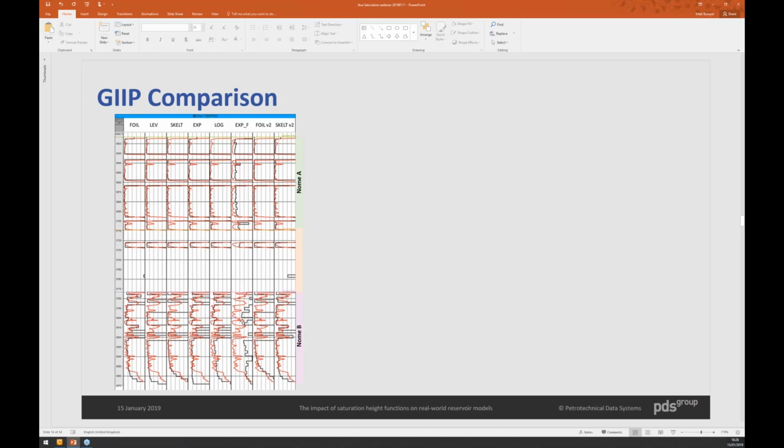The fixed exponential as well, that's way off. But actually probably the best fit that we've got there is that FOIL function version 2, where I've in particular through the lower part of the transition zone, actually managed to force the fit of that curve. So I'm beginning to build up a bit of a picture as to which method I want to use. Do I want to use a combination of different methods, and just the impact that these different height functions have when I'm trying to represent my saturations in the reservoir.